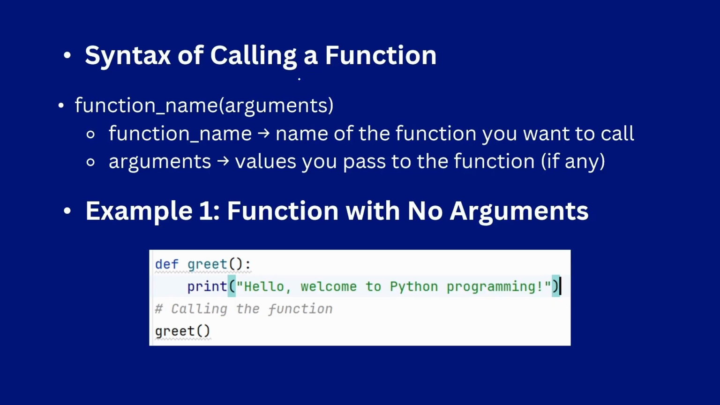So we have the function name and arguments. Like here, this is the function name greet, and here we haven't passed any arguments. So the syntax is that we have a function name and we have arguments. Okay, function name is the name of the function you want to call, and arguments are the values that you want to pass to the function. Here we haven't passed any arguments because this is a function with no arguments. So with the help of the def keyword, we define a function. The name of the function is greet, and these are the statements under it. And here we are calling this function.